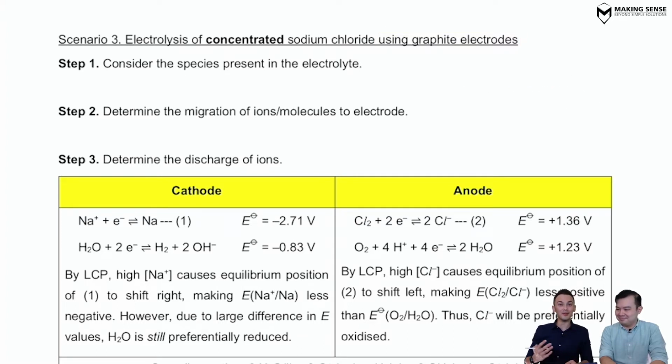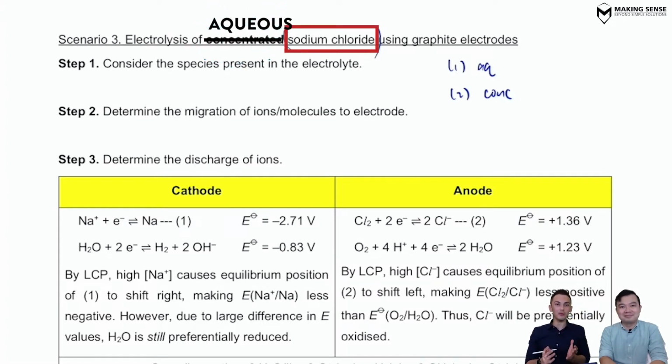Instead of just focusing on concentrated, we're going to talk about number 1, what if it is aqueous? It means it's not concentrated. And number 2, what if it is under high concentration? The thought process will be slightly different. Let's begin with aqueous. Now, imagine you're given aqueous sodium chloride.